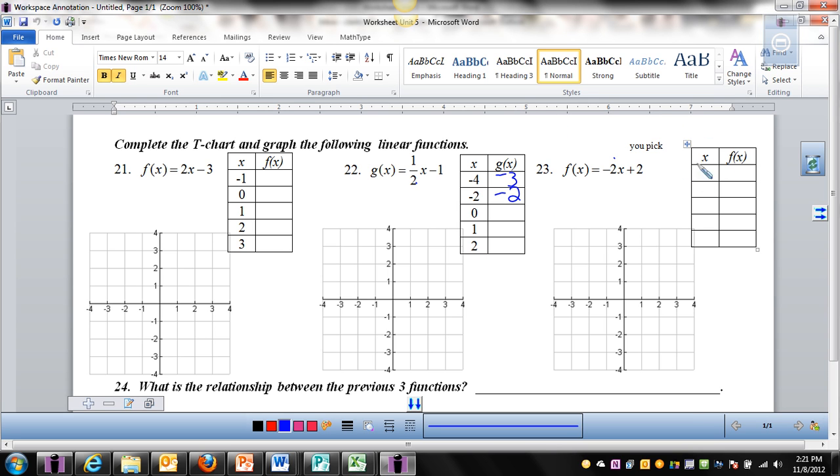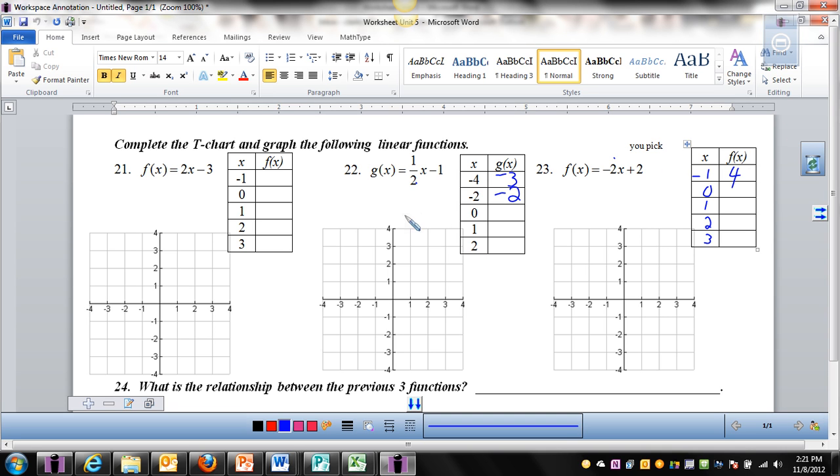Over here, you get to pick the numbers that you want to pick. So since there's no fractions, I'm going to pick just easy ones. Negative 1, 0, 1, 2, 3, stuff like that. Okay, so I end up with, plug negative 1 in there. Negative 1 times negative 2 is 2 plus 2, 4. Okay, and so on and so forth.